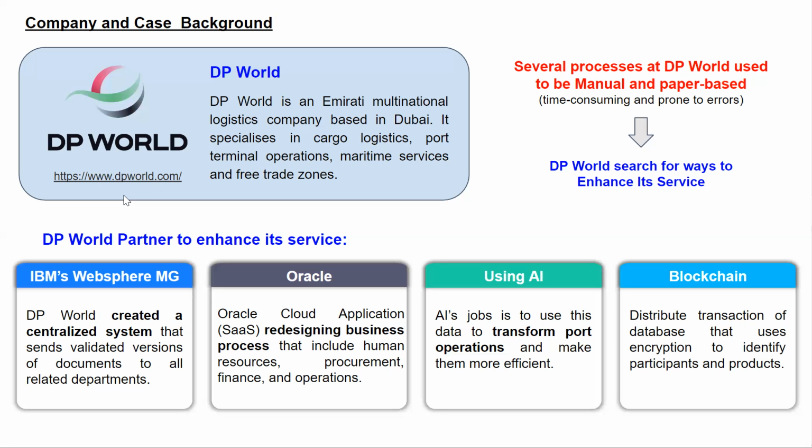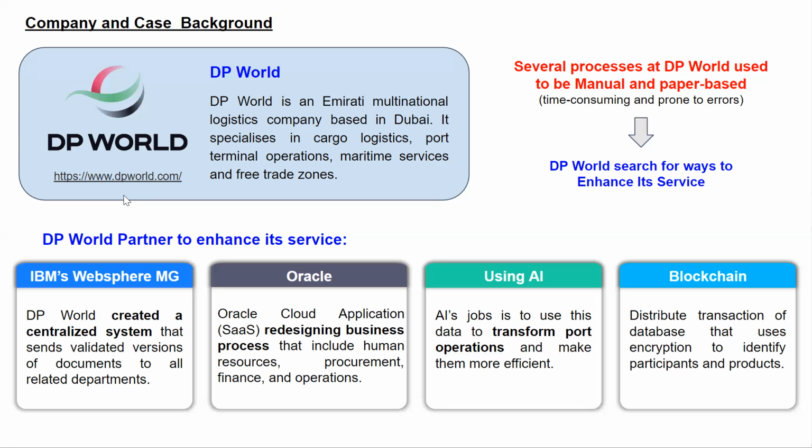The main value we can get from the case is that before applying IT, DP World was using manual and paper-based processes. These wasted a lot of time, and there were a lot of errors made by humans. Because of that, they tried to digitalize to enhance their service. There are some partners and things they did to enhance their service.